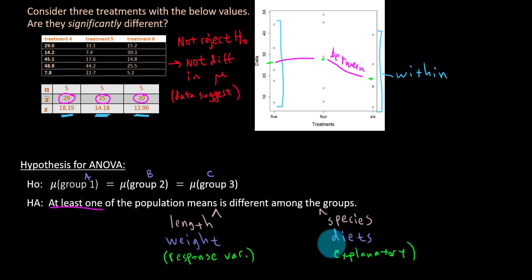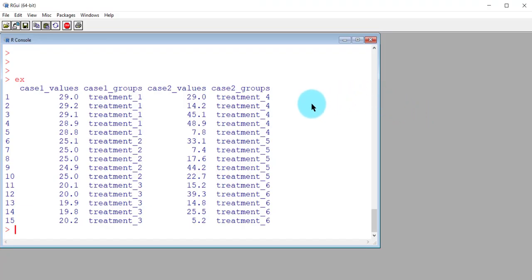So let's move into looking at R, and we're going to look at these two cases. Okay, so I've got R open here, and let's take a look at the data that I have created. I've got case 1 sort of on the left side. This is all within the same data frame. And here I've got the values, so that's the response variable measured. And the groups are indicating treatment 1, treatment 2, treatment 3. And we see that there are 5 values in each treatment. And then I've got the case 2 values over here organized in a similar way.